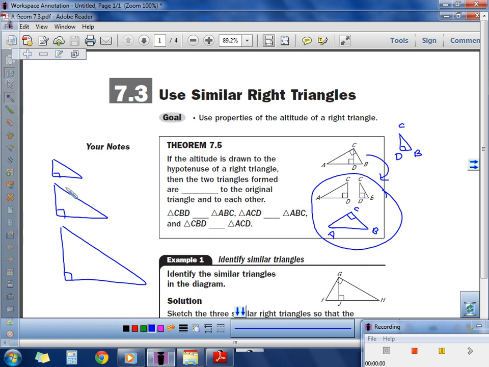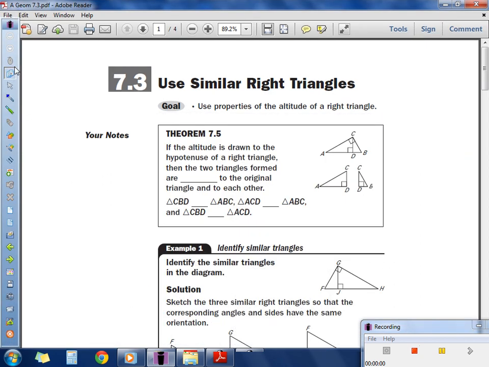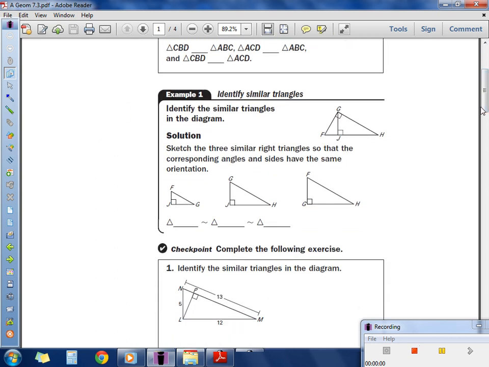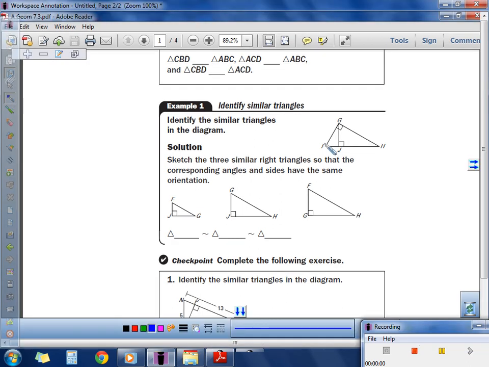You got to practice drawing these shapes and keeping them in the same orientation so you can look at their parts correctly. Example 1 shows this nicely. On example 1, it says identify the similar triangles in the diagram. So it's already set this up for you. You can see the three triangles. Once again, the small one is over here. We have our medium one, and then we have our large around the outside. The key thing is these are already in the correct orientation.